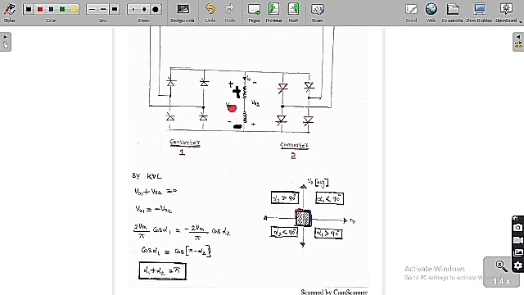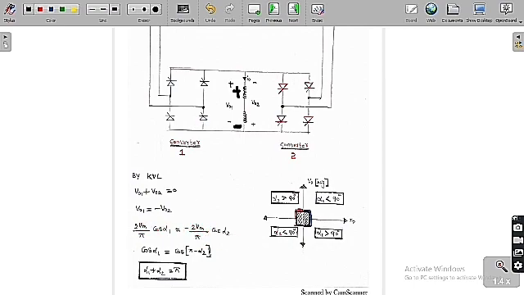So if you apply the KVL in this load, it is plus V naught 1 again plus V naught 2 is equal to 0. So therefore V naught 1 is equal to minus V naught 2. But V naught 1, the average value of the output voltage because of the first converter, is 2 Vm by pi into cos alpha 1, whereas the average output voltage because of the second converter at a triggering angle of alpha 2 is the negative of 2 Vm by pi into cos alpha 2.